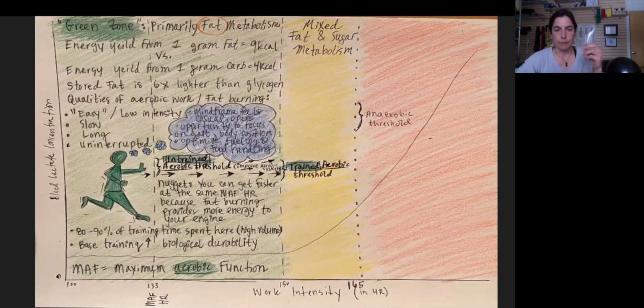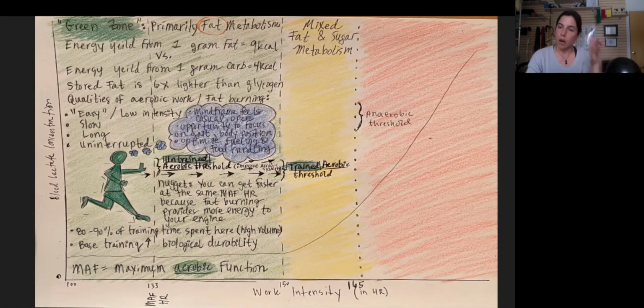So the MAF, that 180 minus your age, plus or minus some numbers, that calculation or that formula was designed by this guy, Phil Maffetone. And he coined it as the maximum aerobic function related intensity.